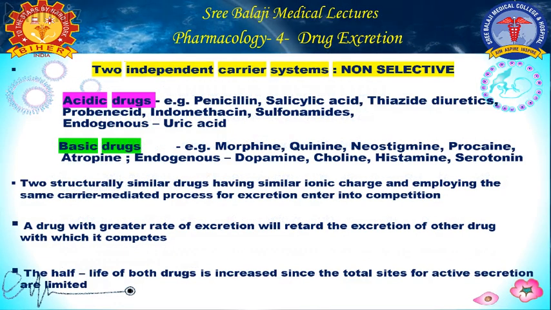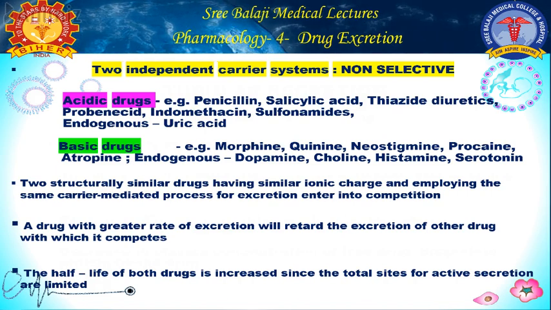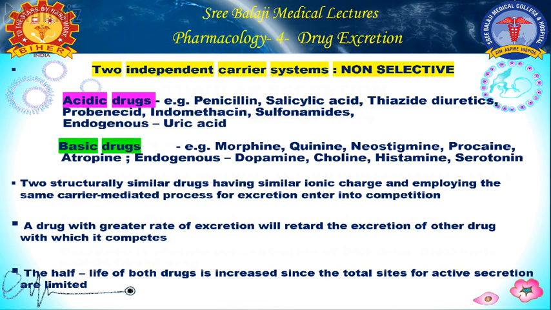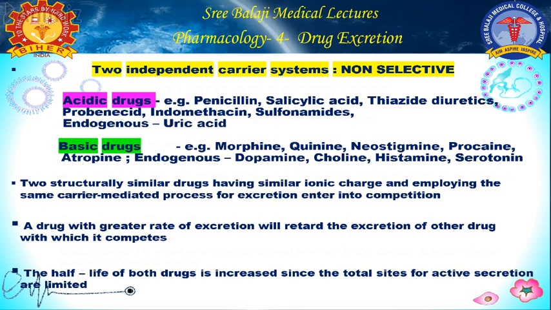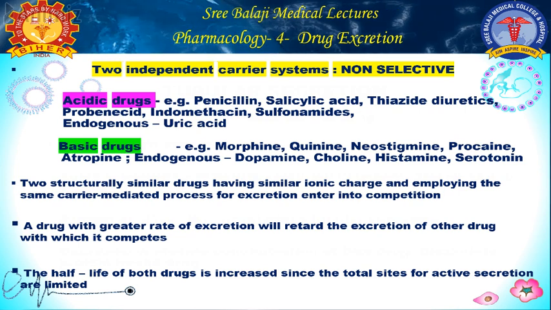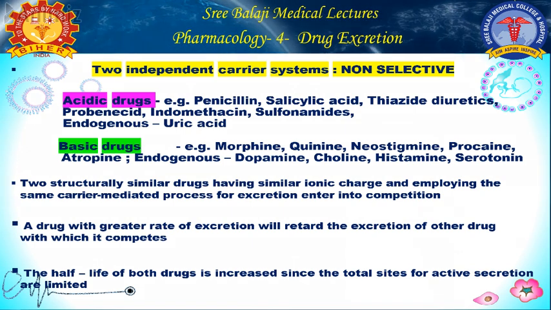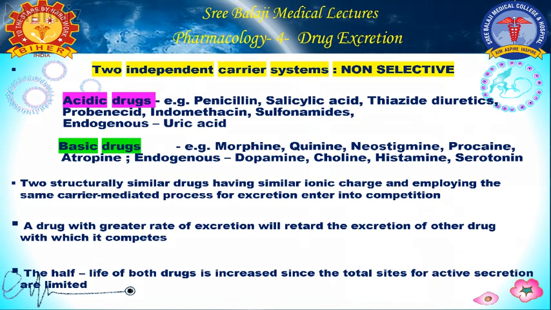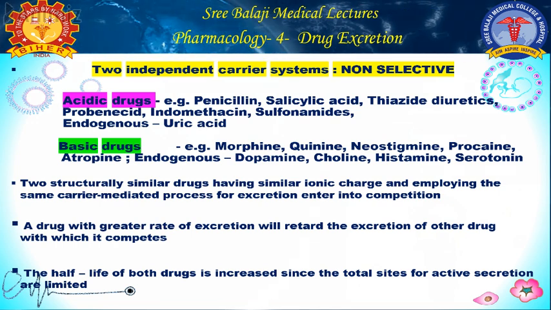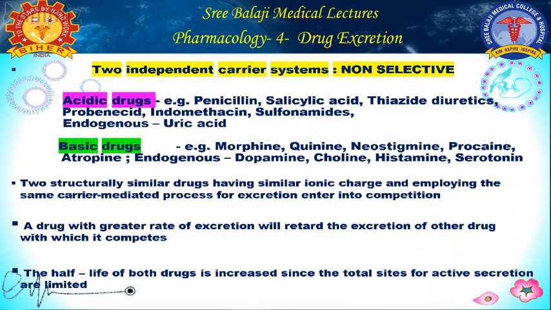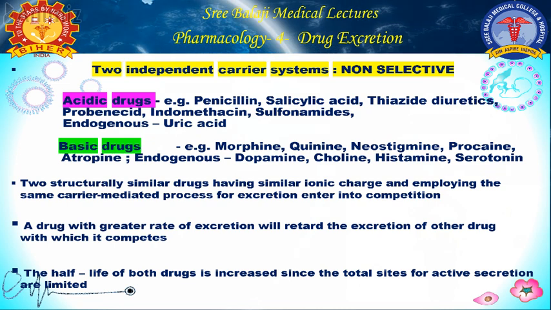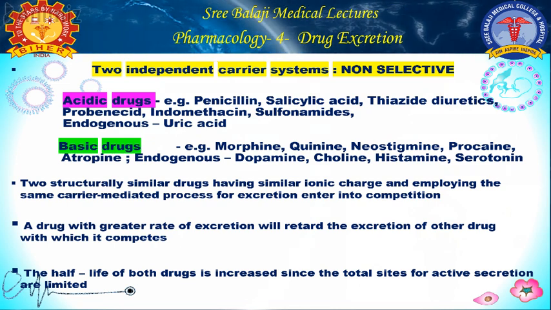Examples for the acidic drug carrier system are penicillin, salicylic acid, thiazide diuretics, probenecid, indomethacin, sulfonamides, and endogenous compounds like uric acid. All these use the acidic drug transporter system. Certain drugs like morphine, quinine, neostigmine, procaine, atropine, and endogenous compounds like dopamine, choline and histamine all use the basic carrier system. This carrier system is like a small door, where if 10 people are there, only 3 people can pass through.